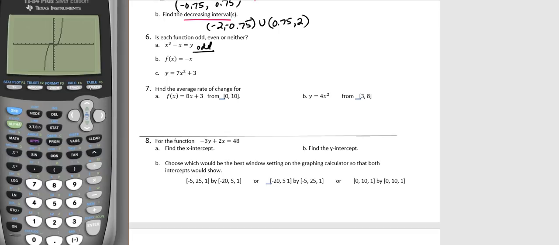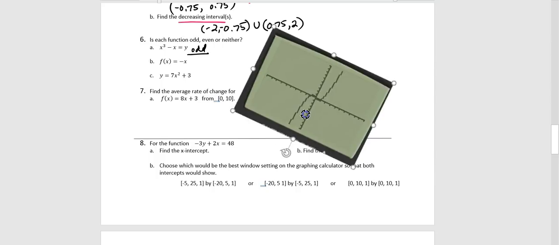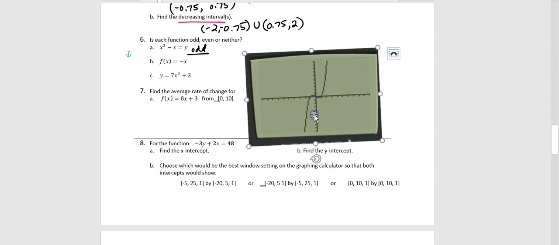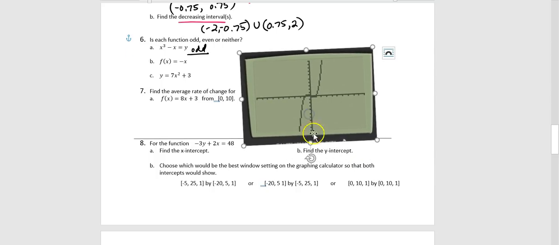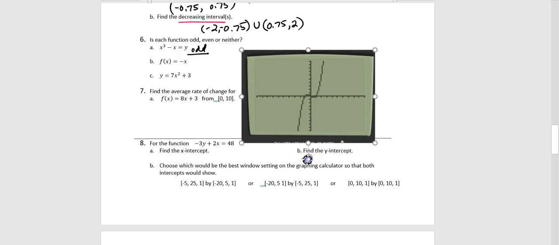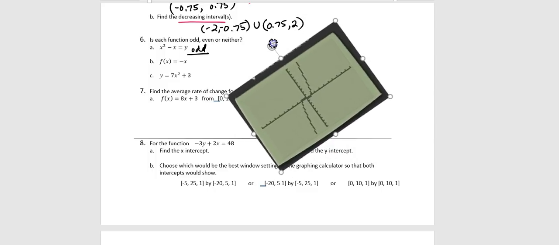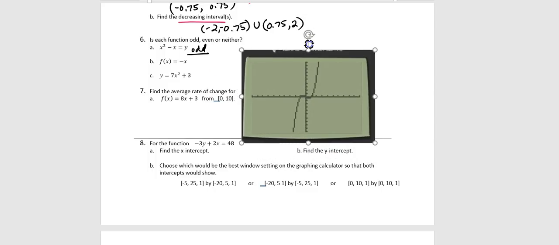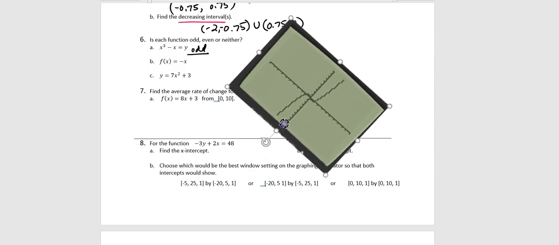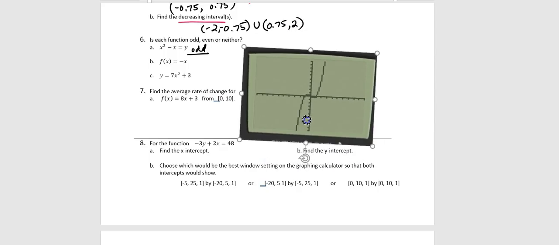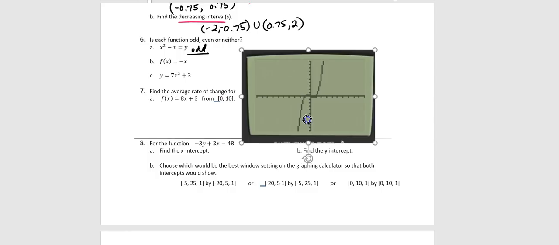Now, to see if it's odd, we want to turn our calculator over so it's upside down. If you notice, when I turned it upside down, it looks identical to the way it started. So that is an odd function. Let me do that one again. So you take your calculator and you just turn it upside down. If it's identical to the function when you started, it is an odd function.